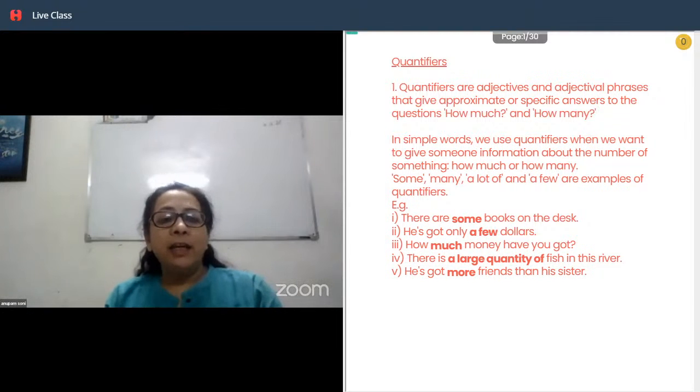Okay. And then it comes: there is a large quantity of fish. There is a large quantity of fish in this river. Now see, a large quantity.